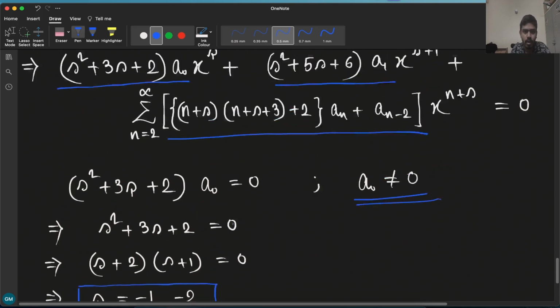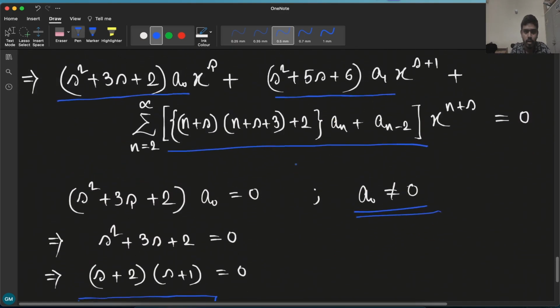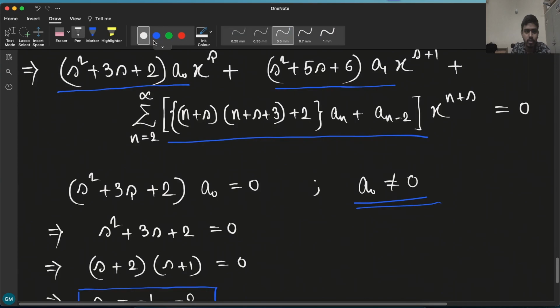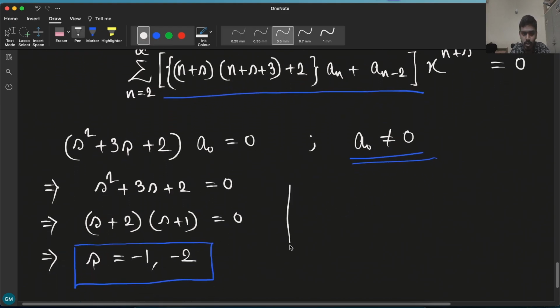Okay, and now let's look at this equation. I need to make this also 0, right? So if I make this term equal to 0, I will do that here.